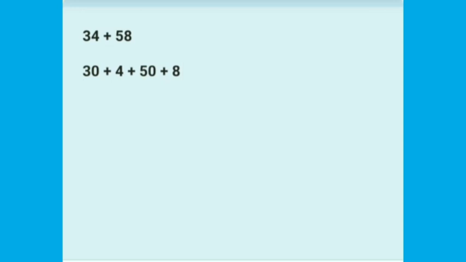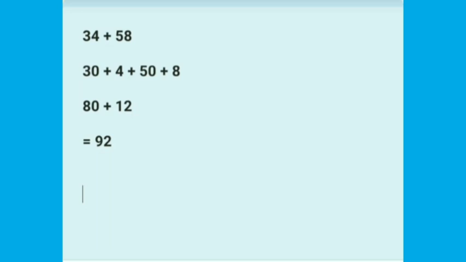Now, it's pretty much straightforward to add 30 plus 50. You know that 3 plus 5 is 8. So 30 and 50 adds up to 80. It's quite easy. And then 4 plus 8 is 12. So 80 plus 12 is 92. And so that's a simple way to add two numbers.